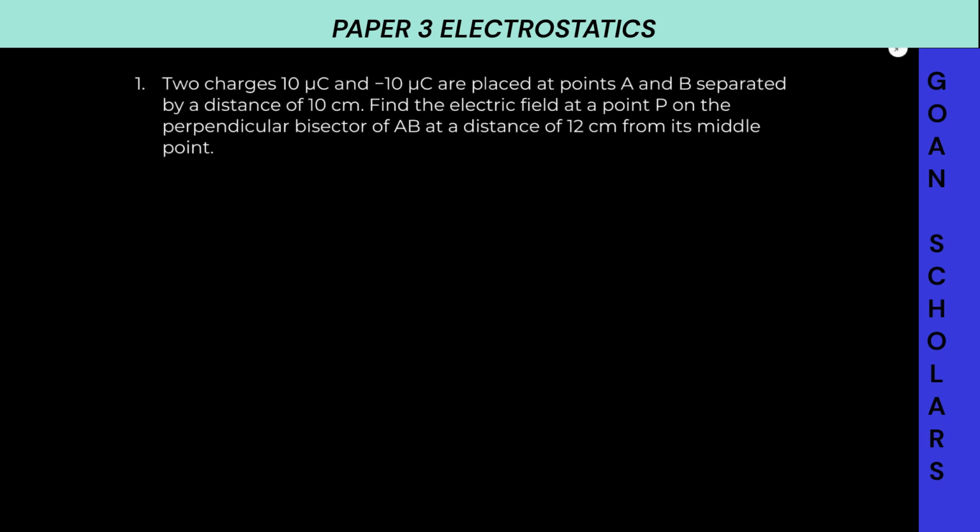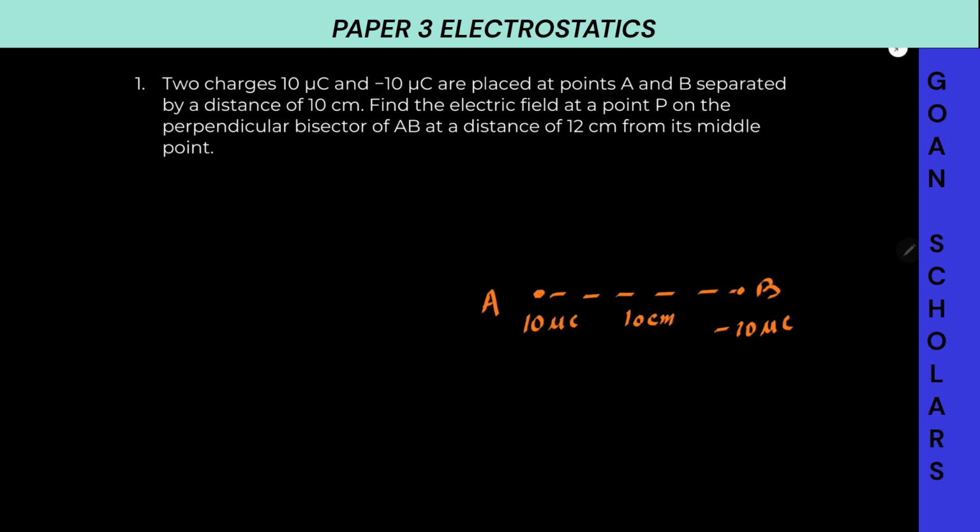So our first problem says here, two charges 10 microcoulomb and minus 10 microcoulomb are placed at points A and B, separated by a distance of 10 centimeters. So let's draw here. Here we have 10 microcoulomb and here we have minus 10 microcoulomb. Both are separated by a distance. Let's say this is point A, this is point B, and both are separated here by a distance of 10 centimeters. So let's assume this gap is 10 centimeter.